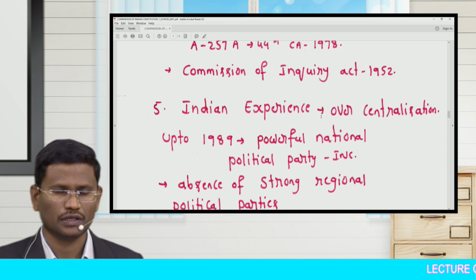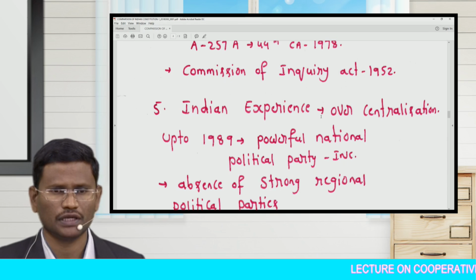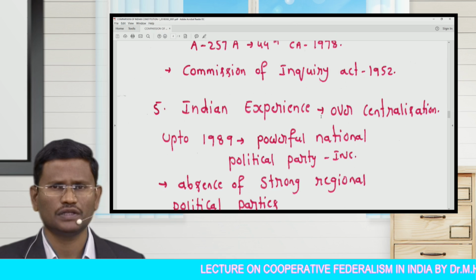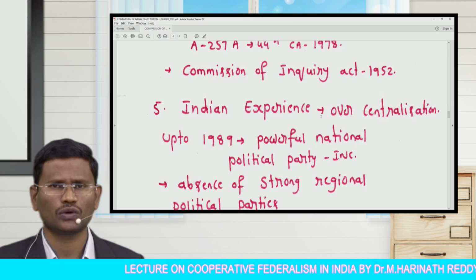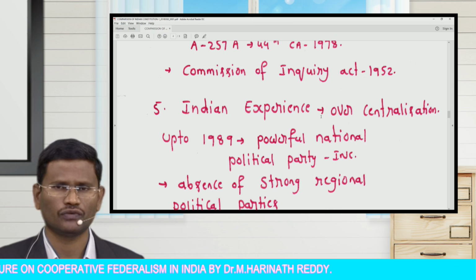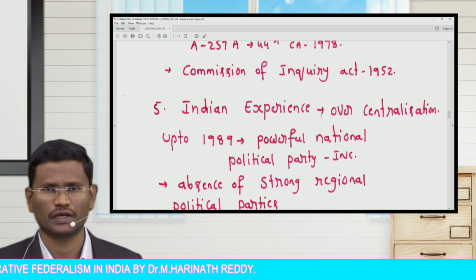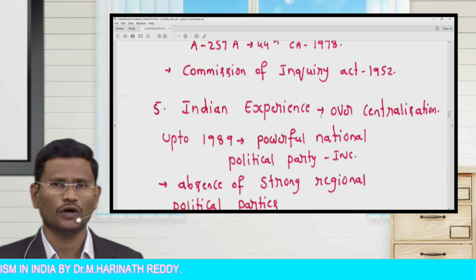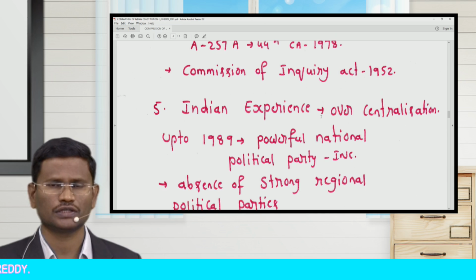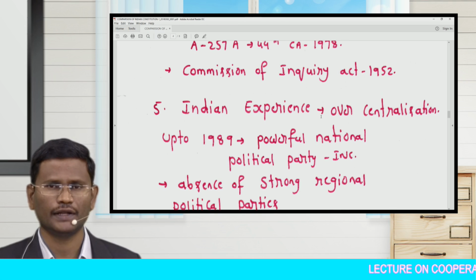So we'll take up the discussion on the next important dimension of cooperative federalism, the experience of India with respect to cooperative federalism. So what happened to the idea of cooperative federalism in the last 6 to 7 decades? The period from 1950 till now can be broadly categorized into three phases: 1950 to 1989.